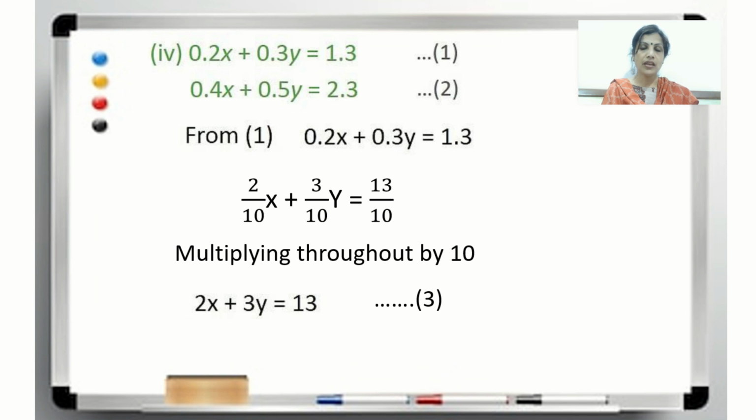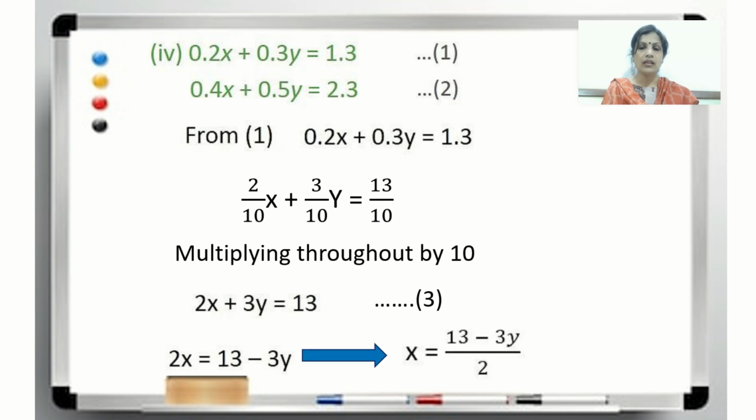Now I can change this equation because I need to find out what to substitute. So I am substituting the value of x here. For that I'll change my equation to 2x is equal to 13 minus 3y. Since I want to substitute for the value of x, I do not want any coefficient along with that variable. So I'll change my equation to x is equal to (13 minus 3y) upon 2. So this value of x, now I'll substitute in equation 2.